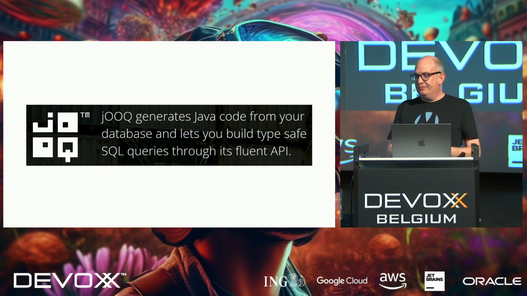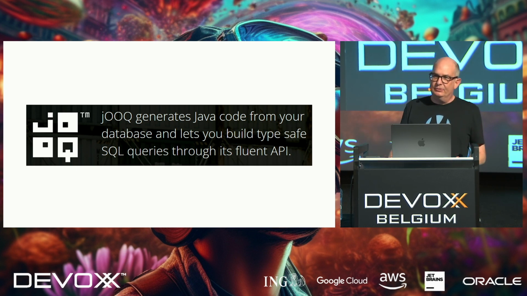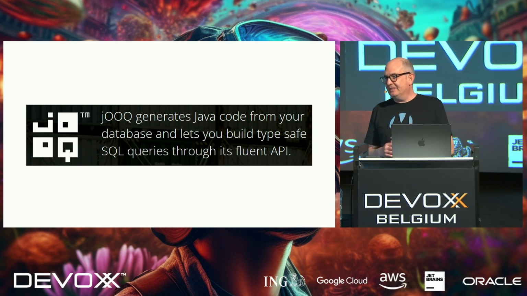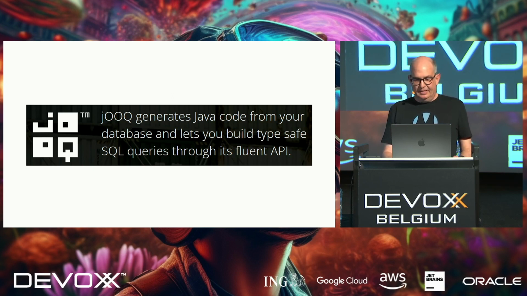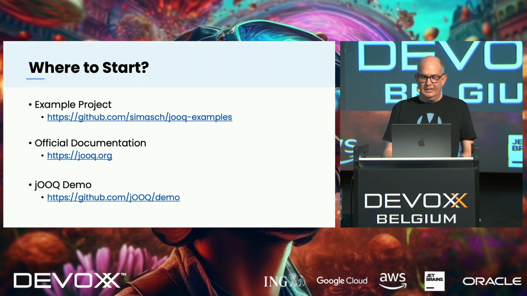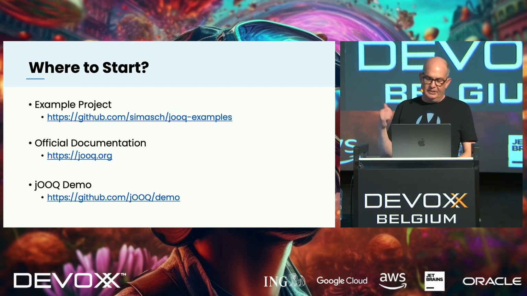And this picture is from the website, and it says that jOOQ generates Java code for you, so there must be some mechanism to generate Java code. And then you have a fluent API, that means you have a domain-specific language to create SQL statements. So that's more or less everything that jOOQ does. And I will show you how this works and how you can use it. So I created an example project for you. It's on GitHub. CMAS.ch is my GitHub username, and there is an example. It's called jOOQ examples. Or you can go to the jOOQ documentation, or there is also a jOOQ demo application.